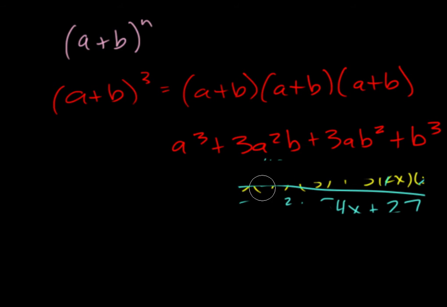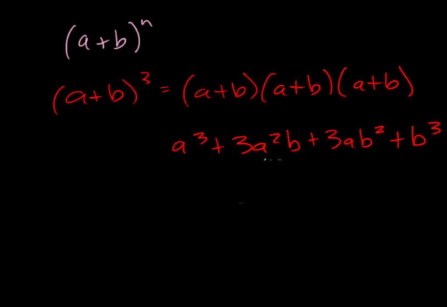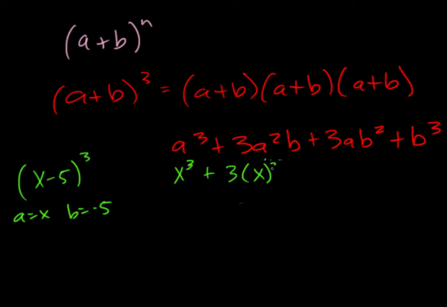Alright. Let's do another one. So x minus 5 cubed. So our a is x, our b is negative 5. So right here we get x cubed plus 3 times x squared, then the b is negative 5. We get 3, a is x, b is negative 5, and then we get negative 5 cubed.